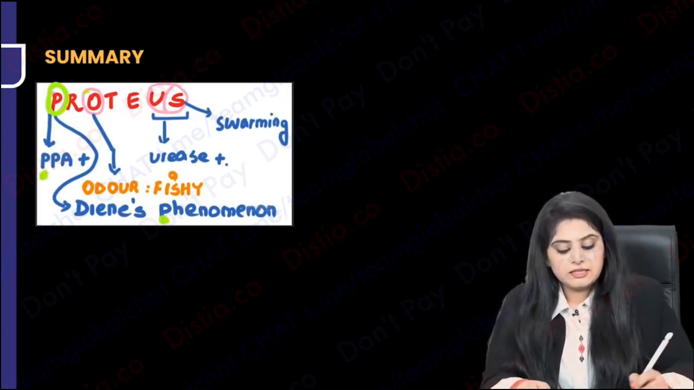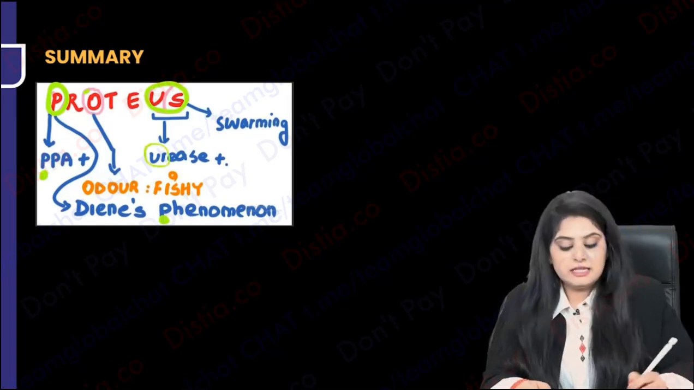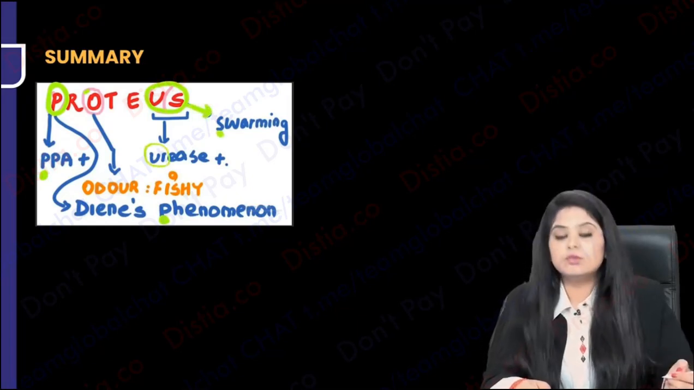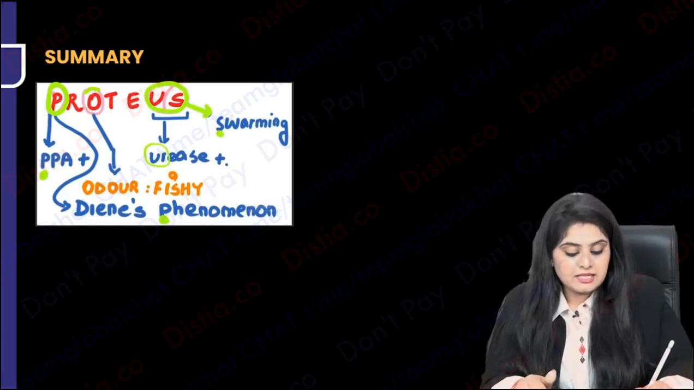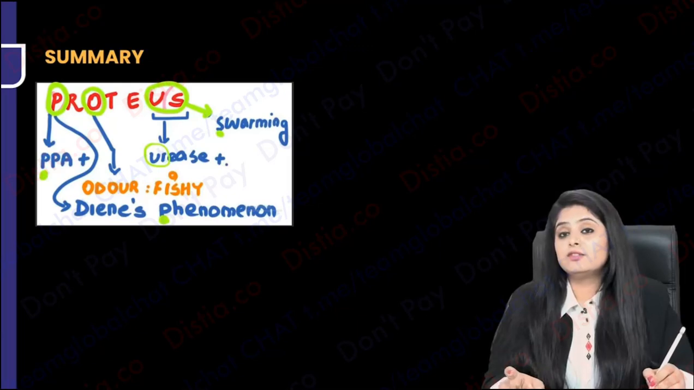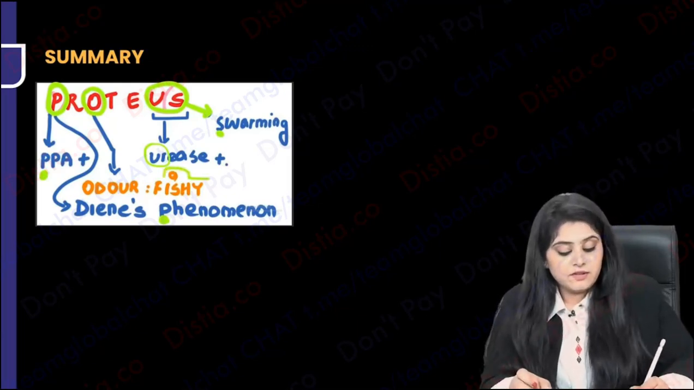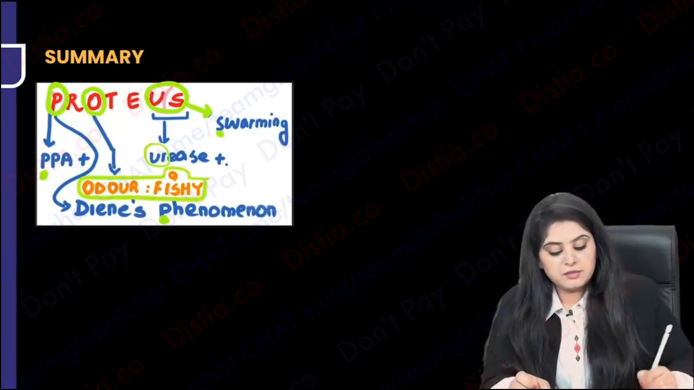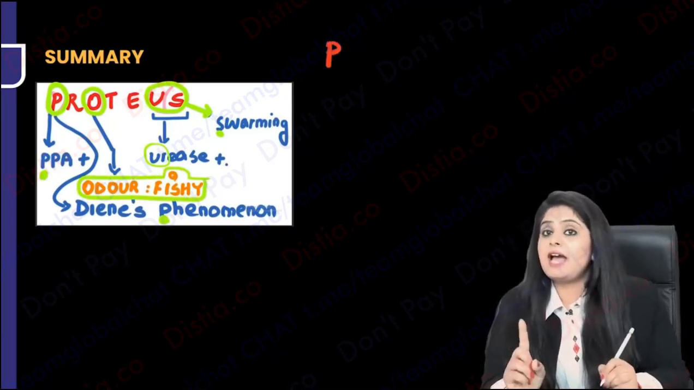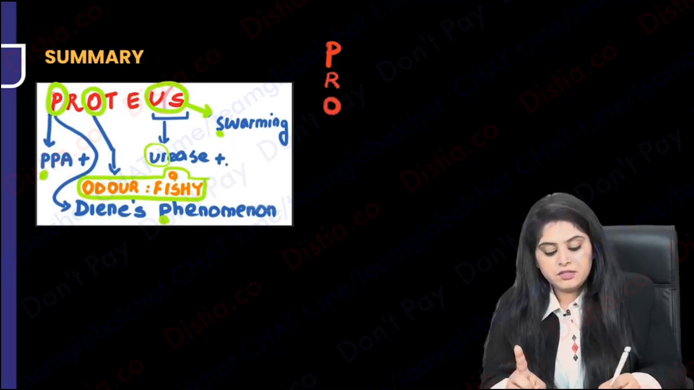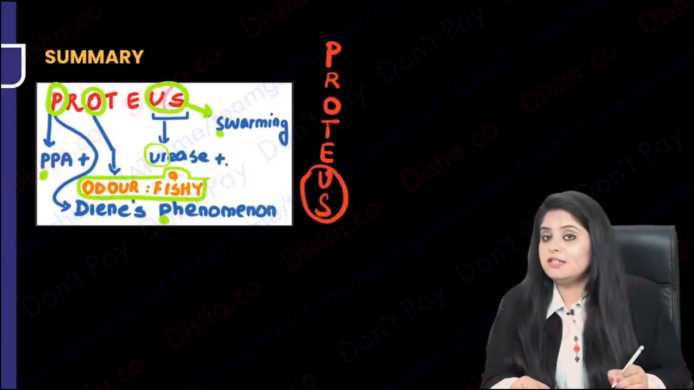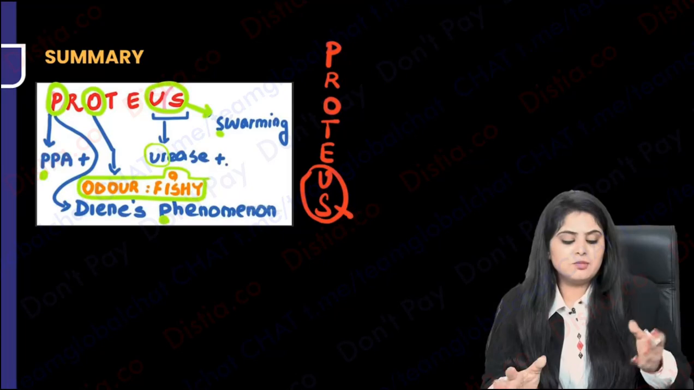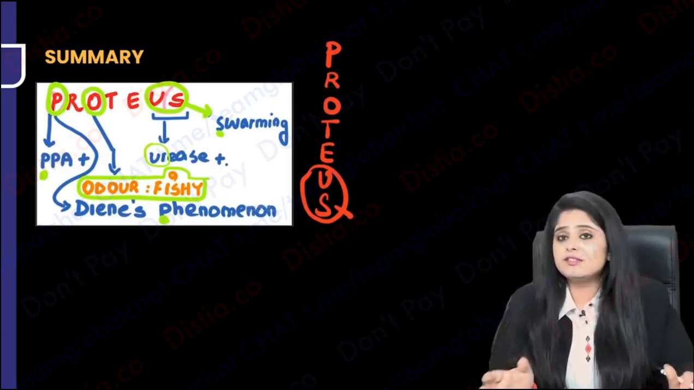Have I told you that there is an enzyme called U, S, that is urease positive? Did we study S, that it shows swarming motility? And now I can tell you that whenever they ask you what the odor is, this tends to give a fishy, dirty odor. So these are the points of Proteus: PPA test positive and Dienes phenomenon. Then you have the odor, which is very, very fishy. Then you have U for urease positive and S for swarming. I'm just giving you these small mnemonics because I know in the last days you will not be able to study everything, so you can skip through these.